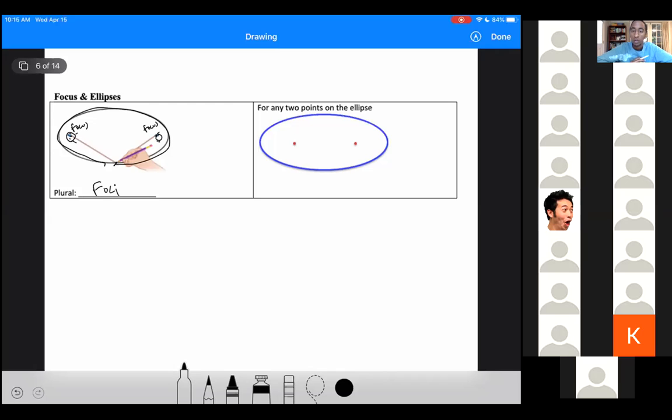Okay? The reason for that is because when you think about a circle, it's not a great circle, but the circle, and the center, if this distance is 2, every distance from the center to the edge is equal, right? That's the radius.